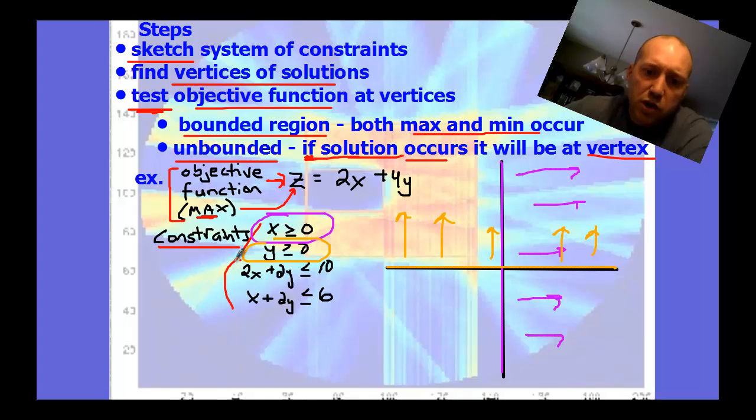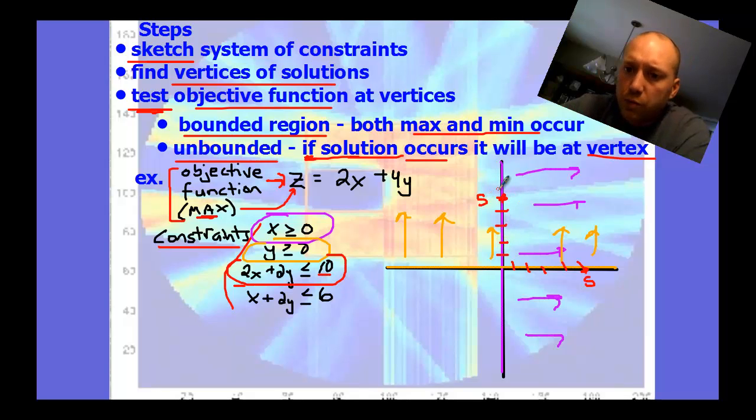So the next one's doing red. 2x plus 2y is less than or equal to 10. A fast way of graphing that is using intercepts. So here the x-intercept, 10 divided by 2 is 5. So 1, 2, 3, 4, 5 would be the x-intercept. The y-intercept is also 5. And then I can connect those 2 points.